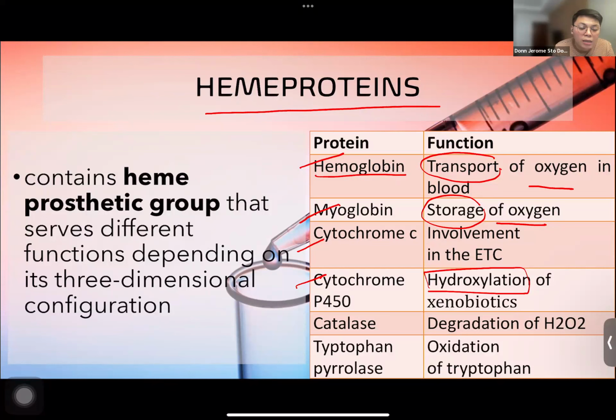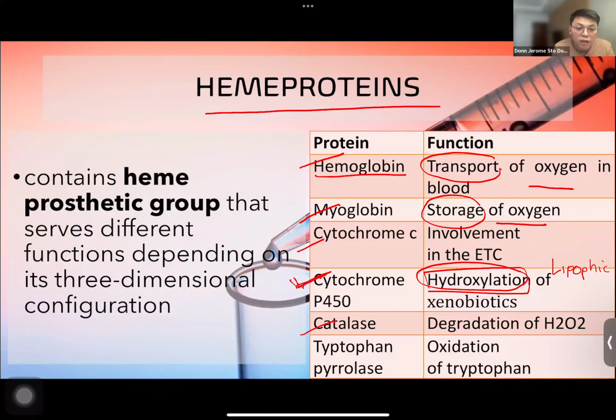Doc, ano po ba yung xenobiotics, no? So, xenobiotics are endogenously or exogenously synthesized compounds that are lipophilic, no? They are lipophilic. For us to excrete them, we need to convert them to polar compounds or water-soluble compounds. So this enzyme would hydroxylate it. Pag kinabitan po yan ng hydroxyl group, it will make the molecule polar so that it can be excreted.